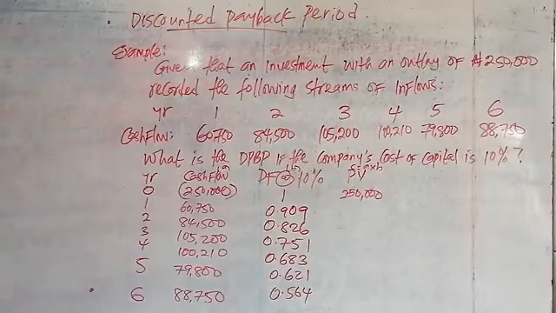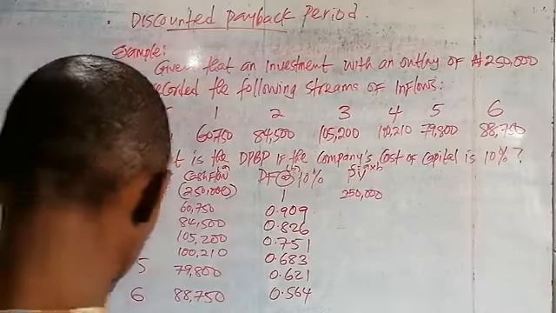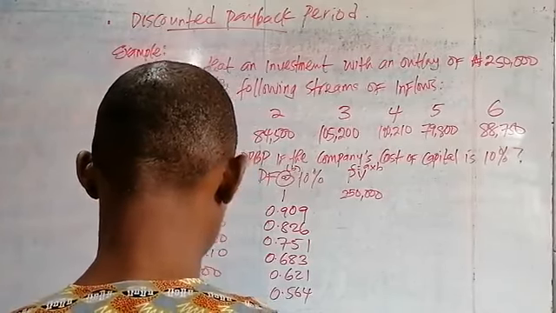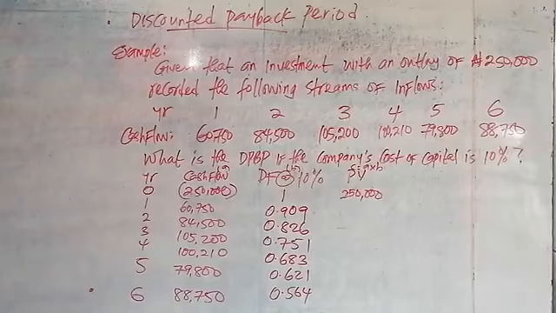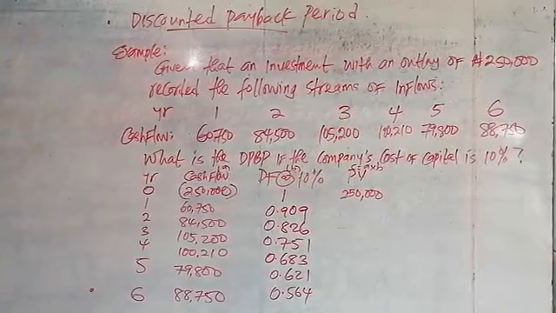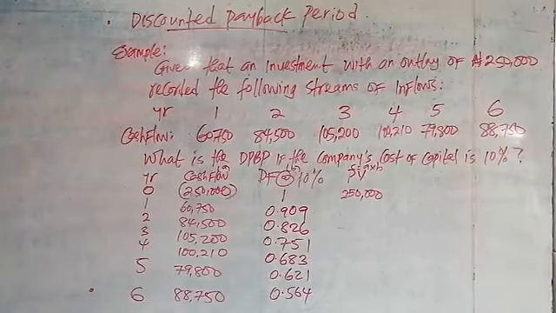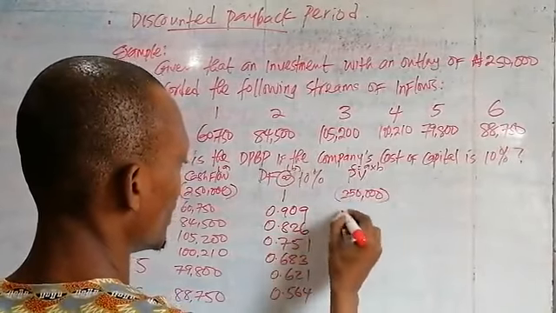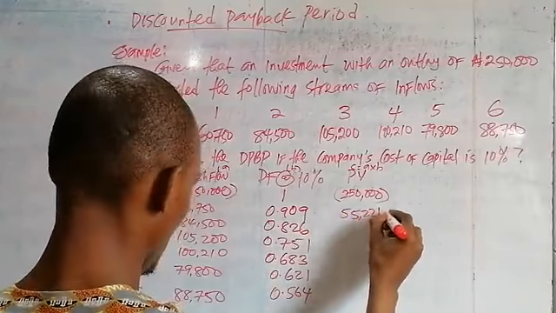Okay, let me get my calculator. When you multiply 60,750 by 0.909, we have 55,221.75.